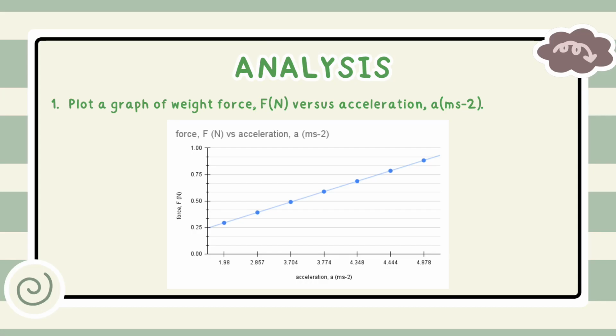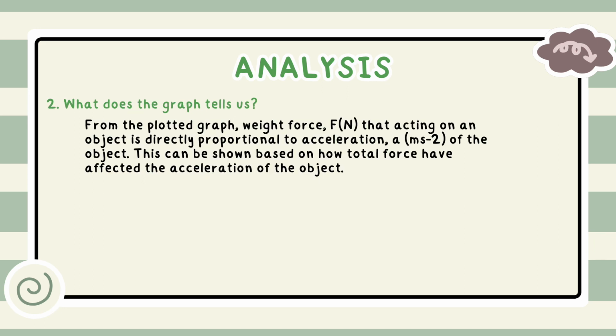Analysis. First, plot a graph of weight force Fn versus acceleration A in meters per second squared. Number 2, what does the graph tell us? From the plotted graph, weight force Fn acting on an object is directly proportional to acceleration A in m per s squared of the object. This can be shown based on how total force has affected the acceleration of the object.